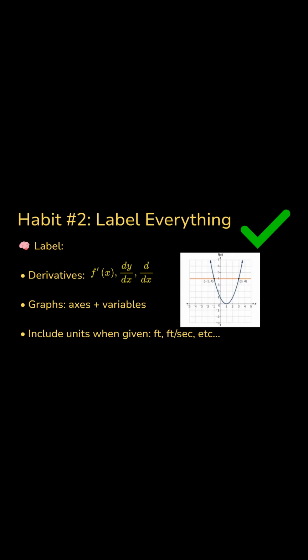The second habit is for you to label everything. First, with derivatives, you always want to label what your derivative represents and be consistent with the notation. If they're using function notation, write f prime. With graphs, make sure you're labeling the axes and variables with the correct labels. And finally, if the problem includes units, carry them through the problem. Make sure that you're putting feet per second, miles per hour, whatever the units are, make sure you're including that.